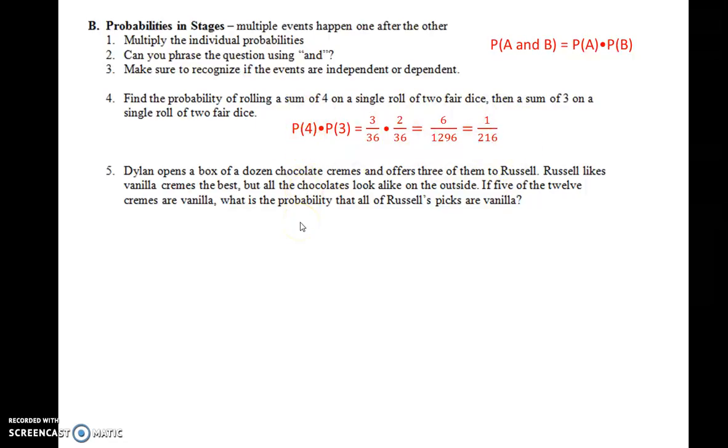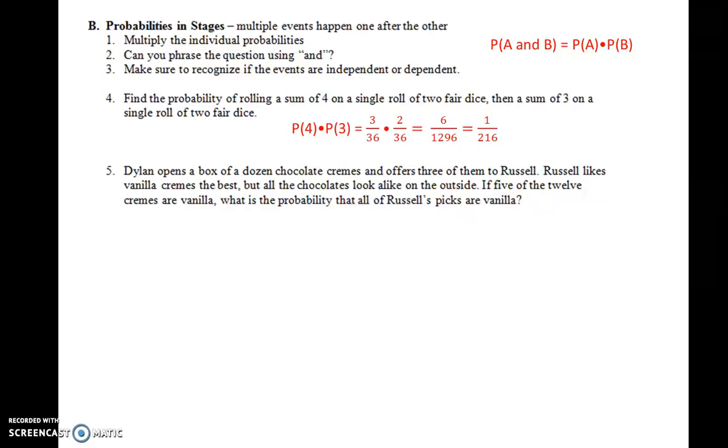Example 5, let's pretend that you have a box of chocolates. There's 12 in there. You're going to offer 3 to someone else. They really like the vanilla ones. So they're hoping that they get that kind for each of their choices, but they all look the same. You know that 5 out of the 12 are vanilla. We want to know the probability that all of Russell's picks in this case are that type that he likes.